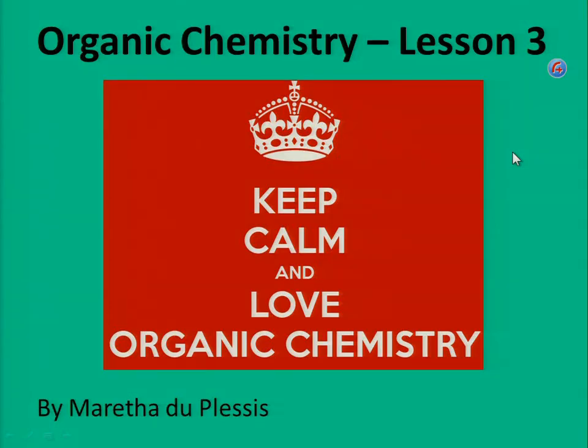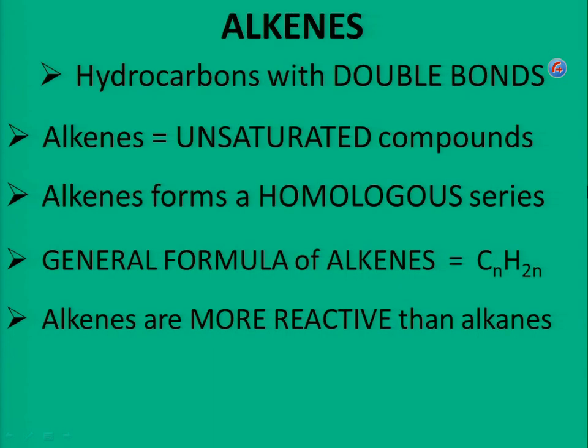Welcome to Organic Chemistry Lesson 3. Alkenes. Alkenes are hydrocarbons with double bonds. Alkenes are unsaturated carbons. They form a homologous series, and there is a general formula for alkenes, just as for alkanes, but now it is CnH2n. Alkenes are more reactive than alkanes.